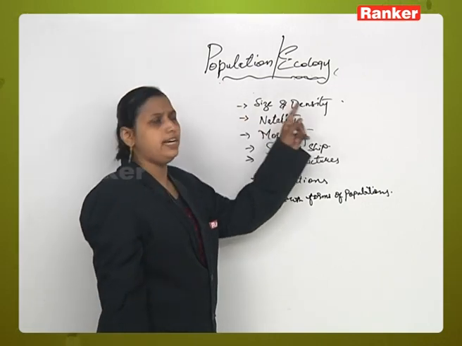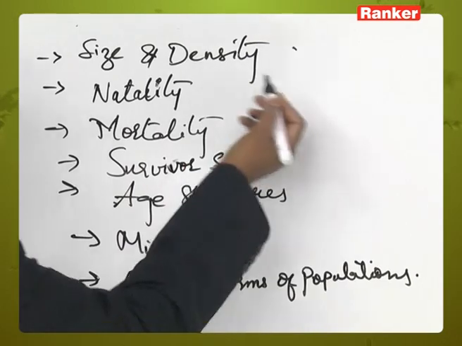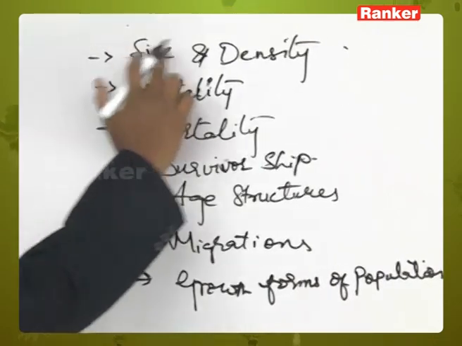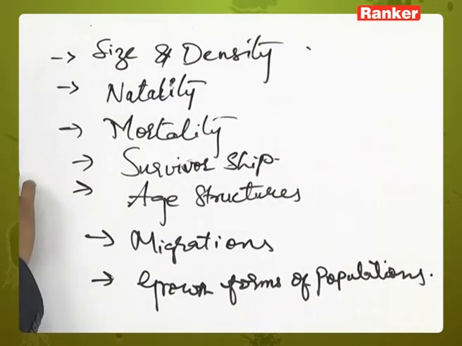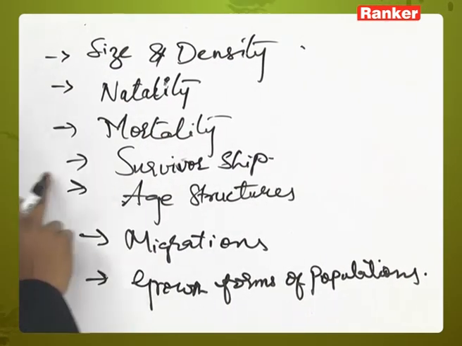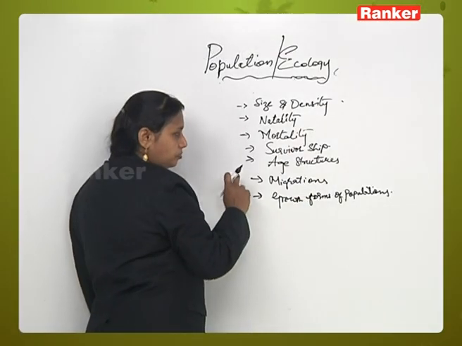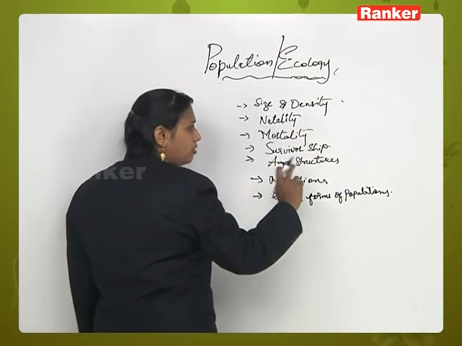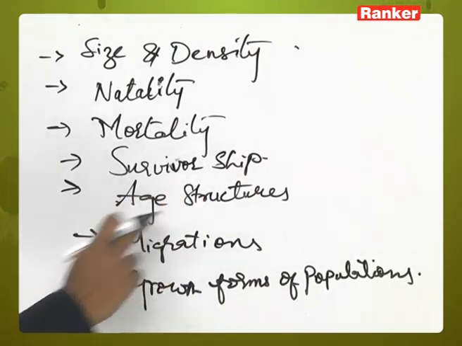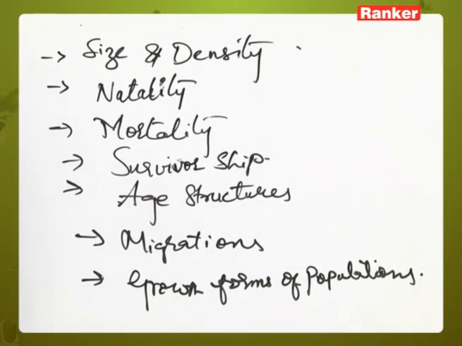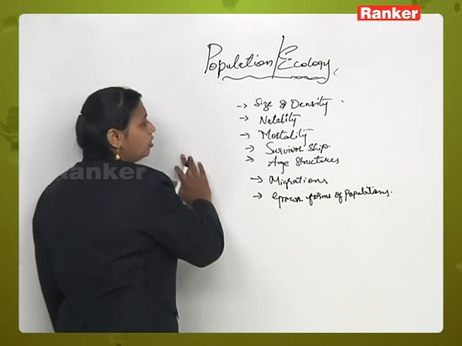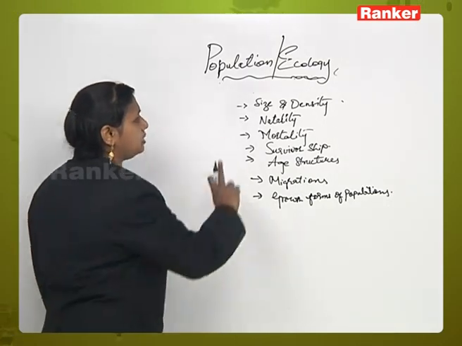First is the size and density. Here we will take population size and density, population natality, population mortality, population survivorship curves. This is called survivorship. Next, population age structure, population migrations, next population growth forms. Okay. Now, the first we will deal with here is population size and density.